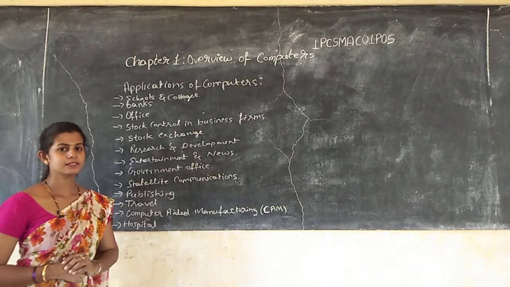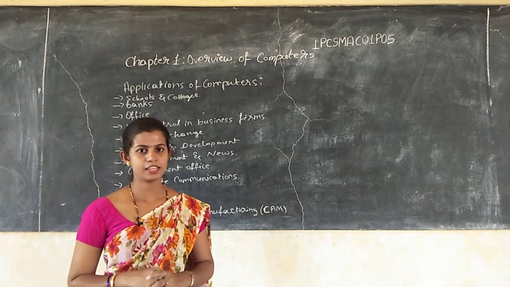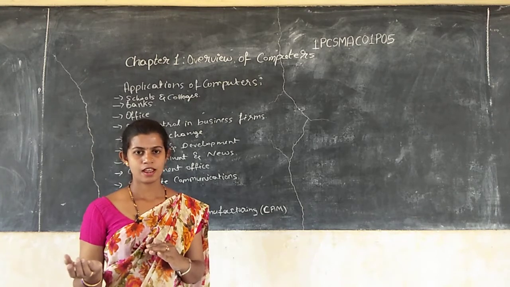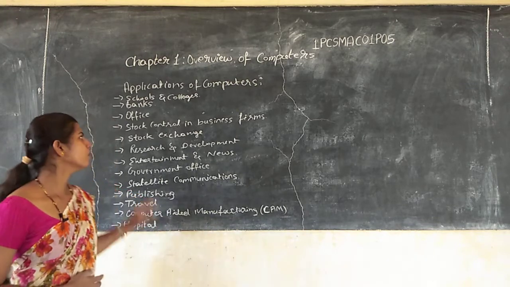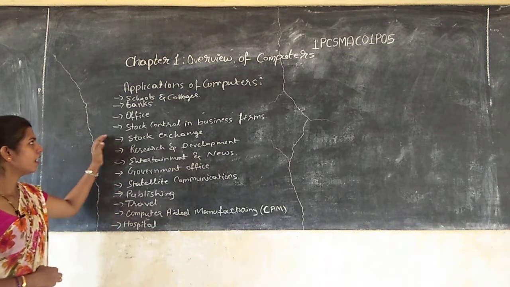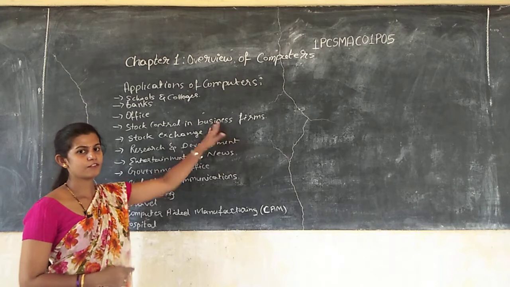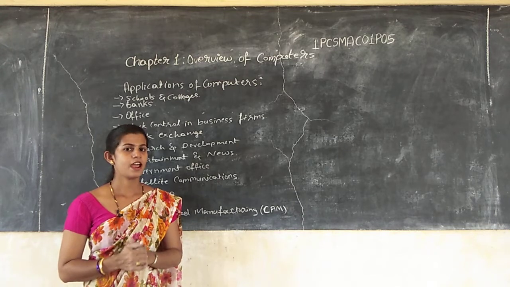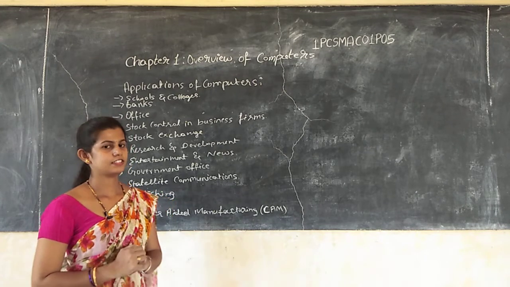Banks. In banks, computers are used to transfer money from one account to another, for online banking, and for ATMs to send transaction messages to the customer. Banks use computers heavily. And in offices, stock control in business firms. In business, computers are used to maintain every day's transactions. They are also used for video conferencing, online shopping, etcetera.